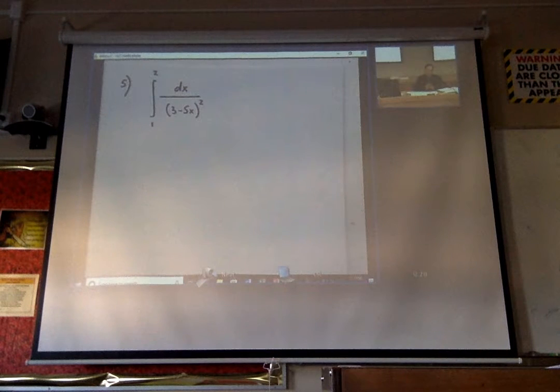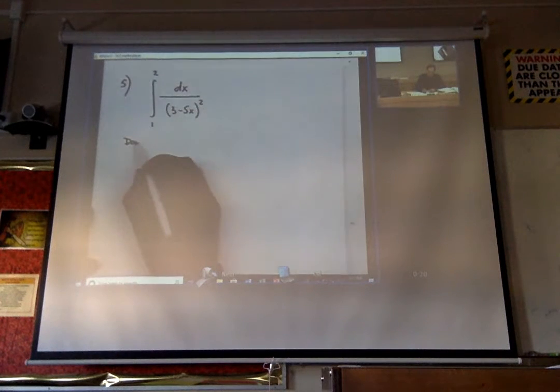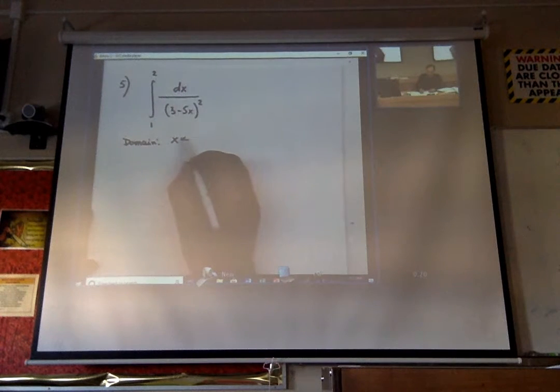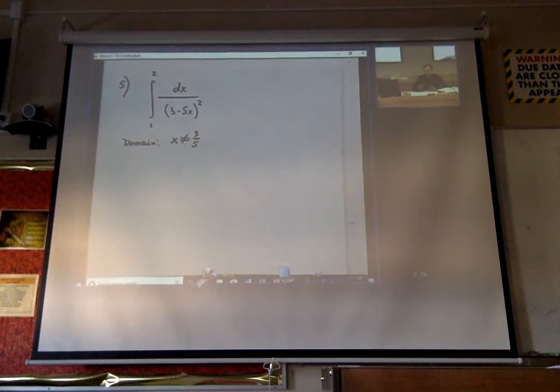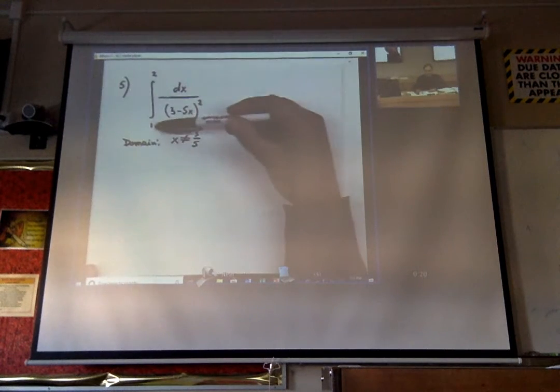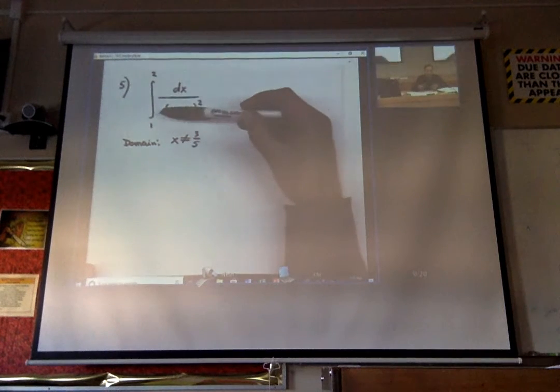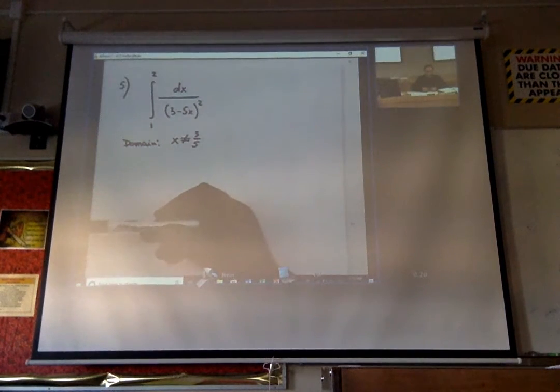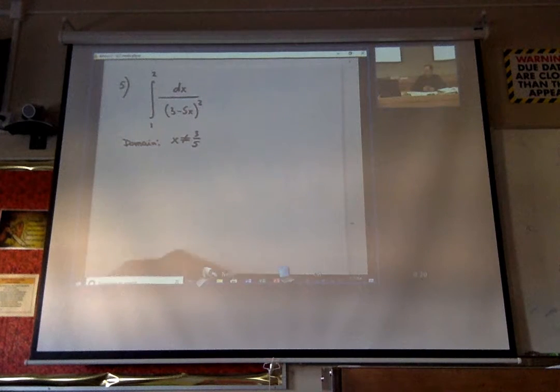So here's my question. What is the domain of this function that you're looking at? Right, so the domain here will be x does not equal 3/5. And then I go and check my interval, and 3/5 is not here, so that means I'm okay and I can proceed. So the next thing, how do I take care of this problem? Well, we have to do the substitution.